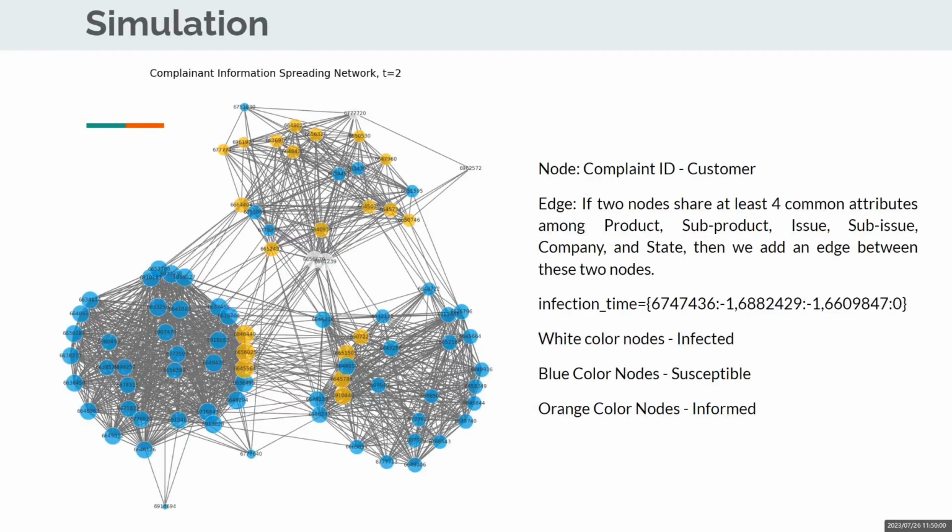In the simulation, we selected 100 data points to demonstrate the customer information flow. Each node represents a customer identified by their complaint ID. To create edges between nodes, we consider two nodes sharing at least 4 common attributes among product, subproduct, issue, sub-issue, company, and state. Nodes initially affected with the information are shown in white, susceptible nodes in blue, and nodes informed during the simulation in orange. As the simulation progresses to t=5, almost all customers are affected, except for two who are not informed.